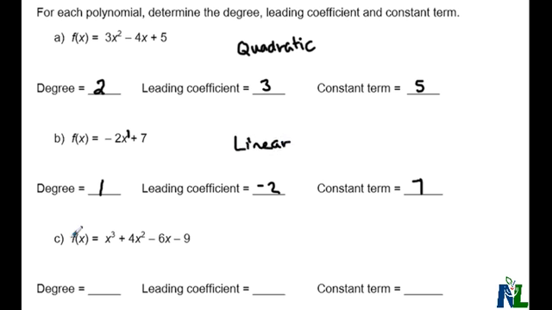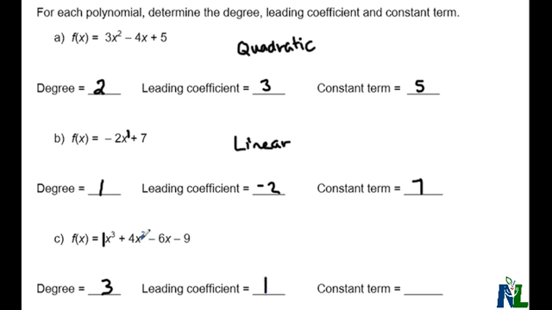And the third function we have here is f of x equals x cubed plus 4x squared minus 6x minus 1. So the largest power of x we have here would be 3, so it would be my degree. My leading coefficient is also attached to that term, so there's a 1 in front of here. So my leading coefficient is 1.